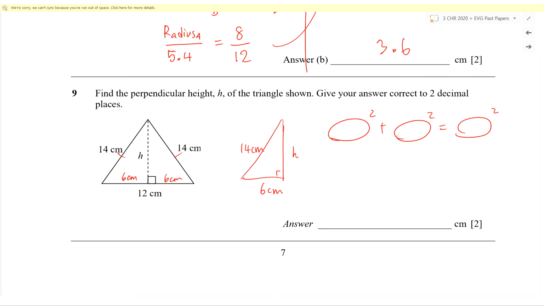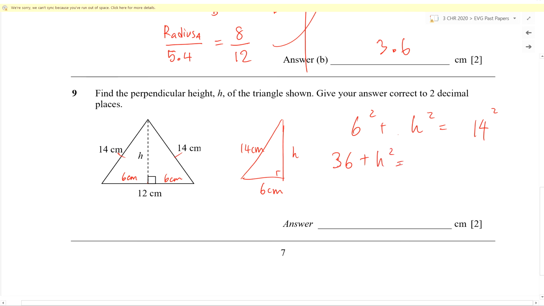Out of this triangle, which one is the longer side? 14. Confirm it's going to be 14 over here. Now the other 2 blanks, you have no choice. It's going to be 6 and h. No choice. So now make h the subject because we want to find h. So 6 square is 36, plus h square equals to, let's see what 14 square is. 196. We want to find h. So h squared plus 36 is 196.